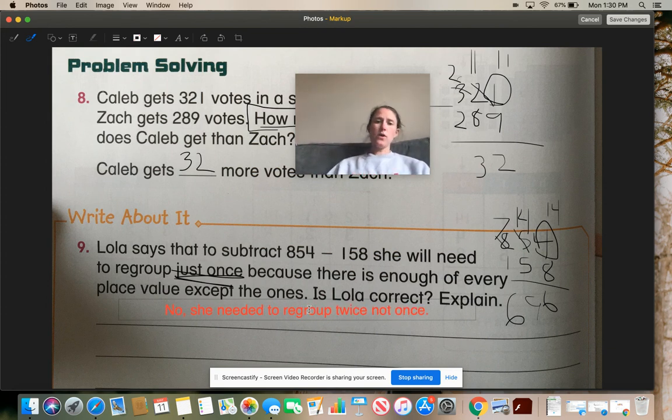So I hope that you guys had an okay time doing your subtraction. Make sure you really pay attention and ask yourself if you need to regroup. And really look at the top number and the bottom number. And remember, if there's more on the floor, go next door and get some more.